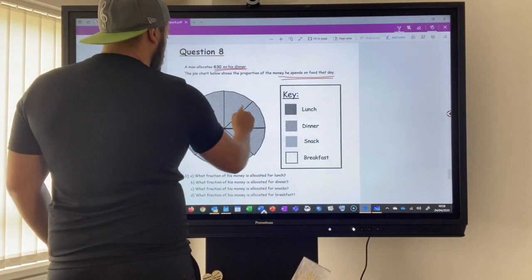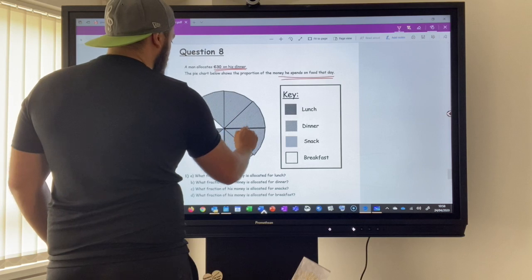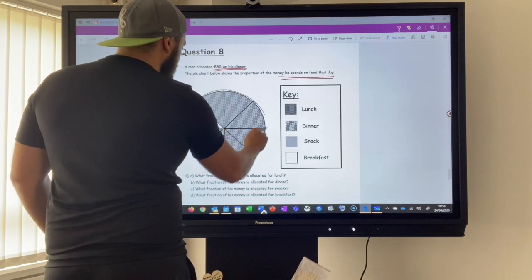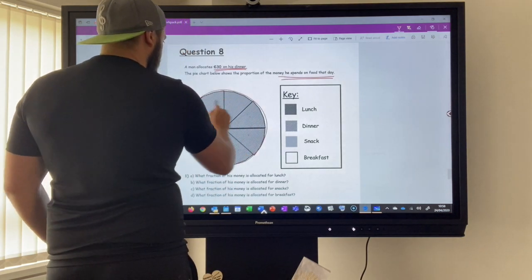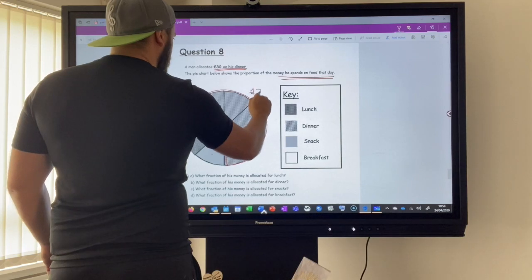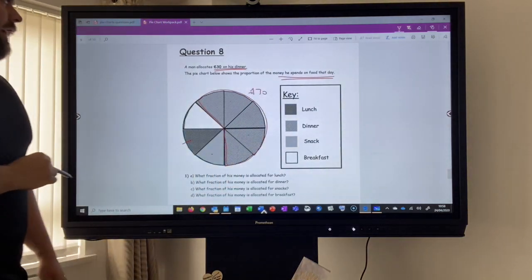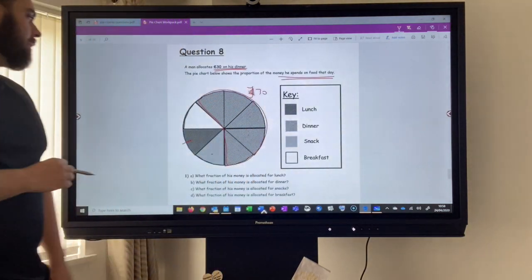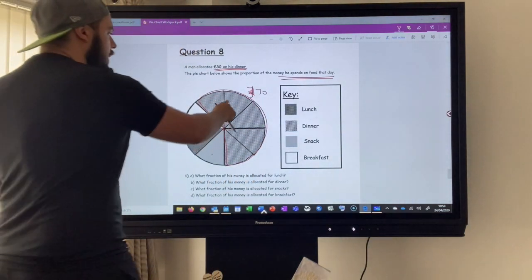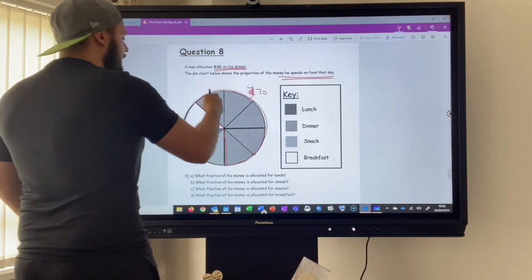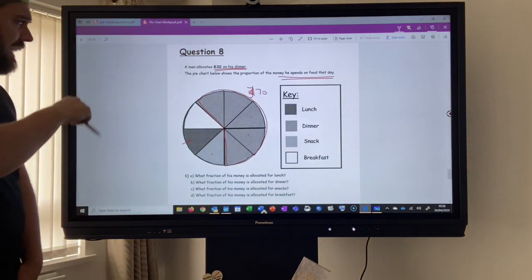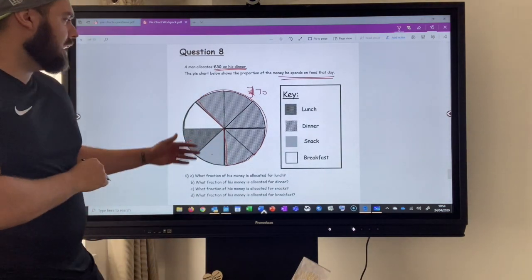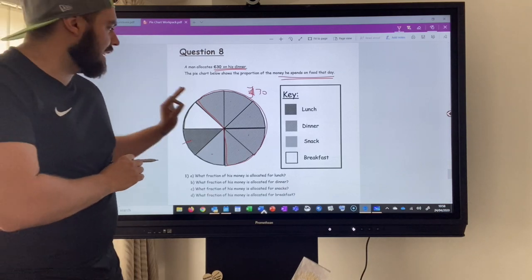So it's 1, 2, 3, 4, 5. So this is £30. Let's have a look at how many pieces there are. We've got 1, 2, 3, 4, 5, 6, 7, 8 pieces. 8 pieces overall.